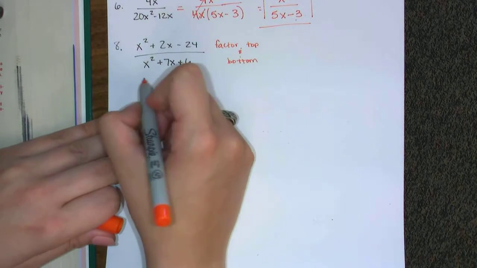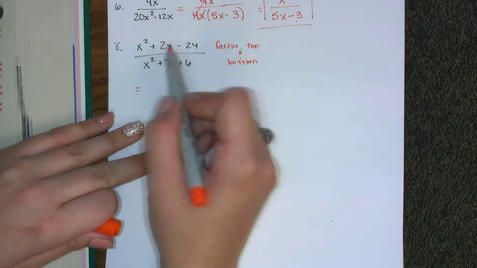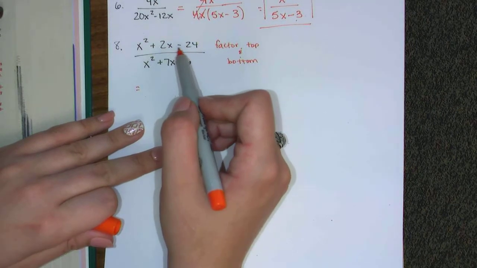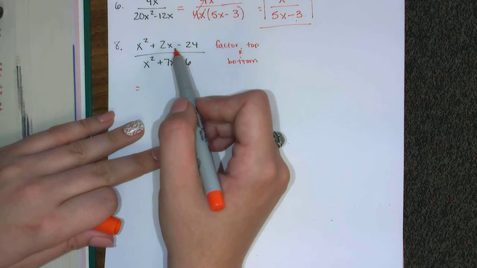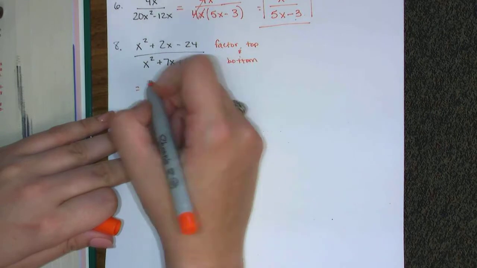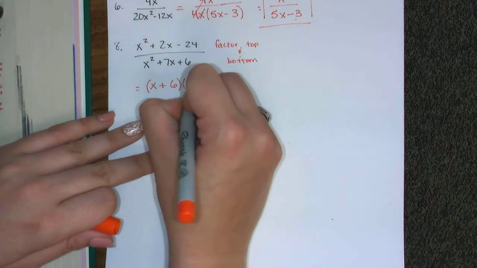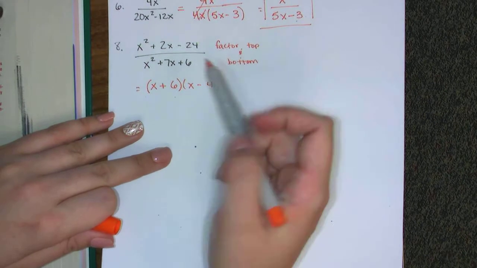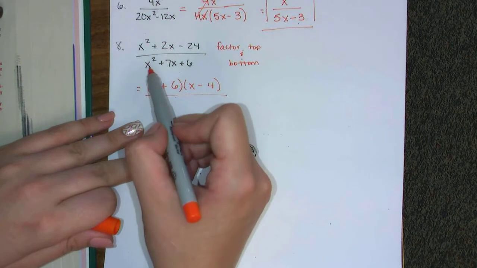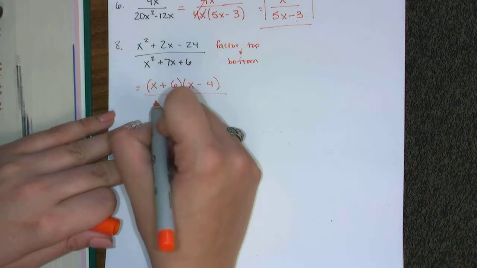So then this is going to factor into, let's see, I'm just more or less using trial and error, okay? But to factor the top, I need something that equals 2. Positive 6 and negative 4 should work. So x plus 6, x minus 4. That works for the top. And then the bottom, let's see, I need something that does 7, so x plus 6 and x plus 1.